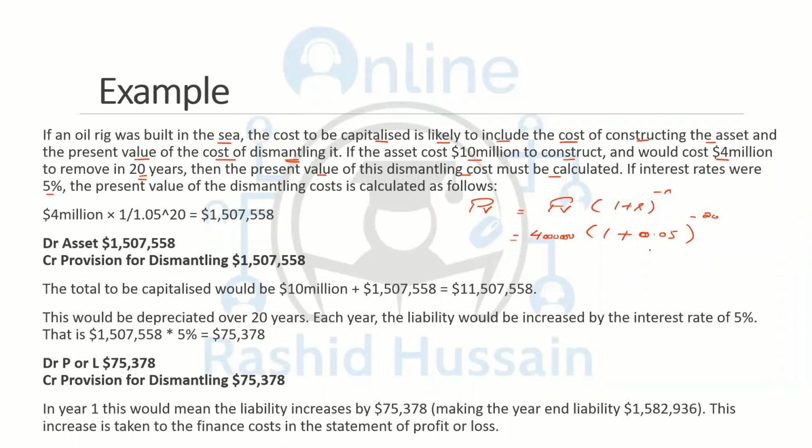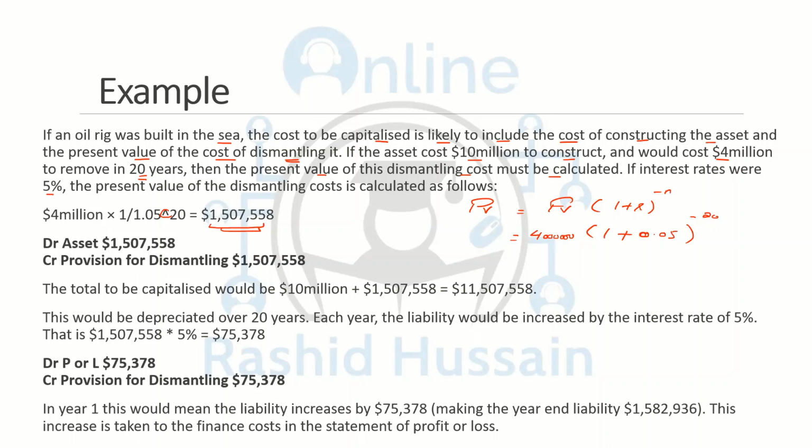As the maths rules state, first of all you need to solve the brackets. 1 plus 0.05. If you have a calculator, you can just check it. 1 plus 0.05, then press the equal sign. Then go to the keys above, where you will find the exponent function. Press this and then minus 20. So the present value of 40 lakh, 4 million, is 15,07,558.